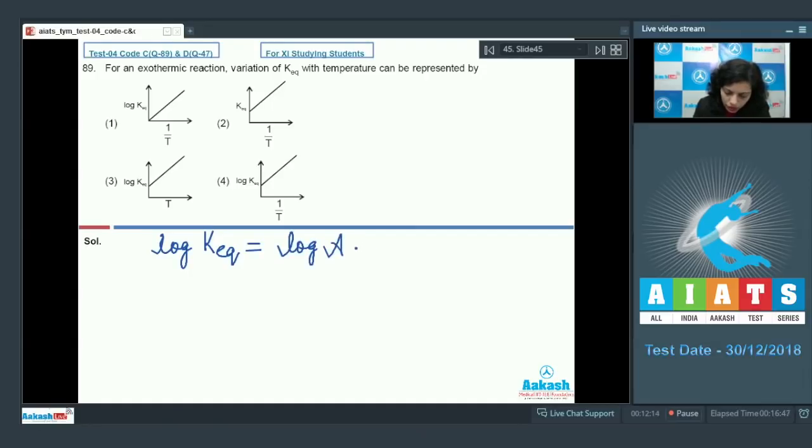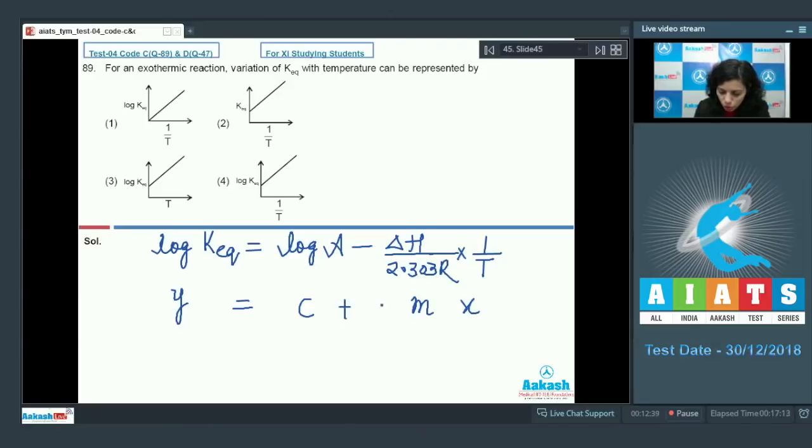Log K equilibrium is equal to log A minus delta H by 2.303 R into 1 by T. This is the expression. Now compare this with the equation of a straight line, because all of these graphs have a straight line. So y is equal to mx plus c. So this is the equation that we need to follow here.